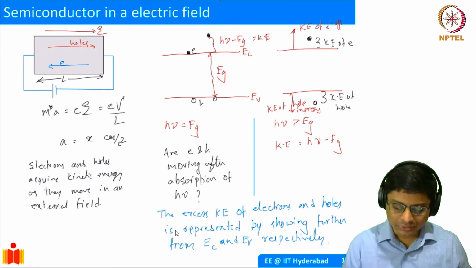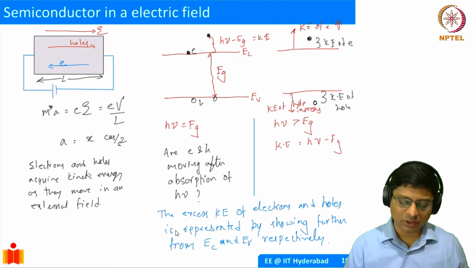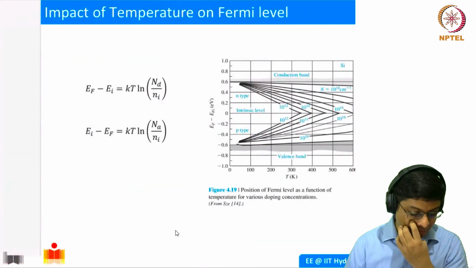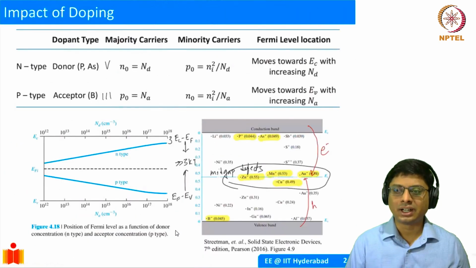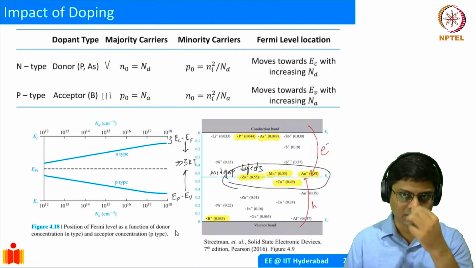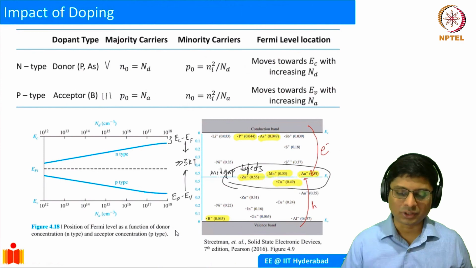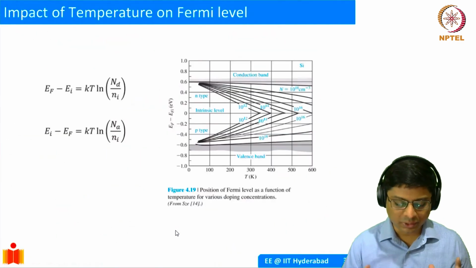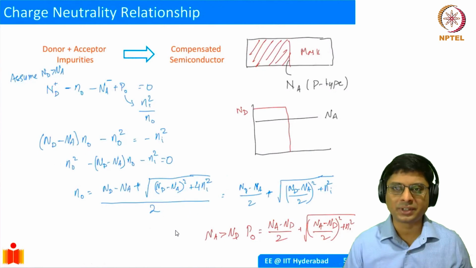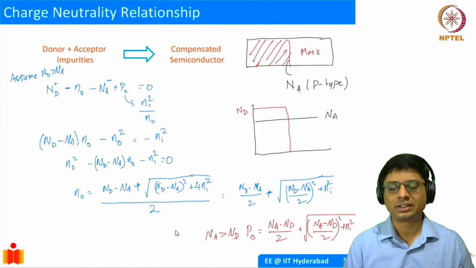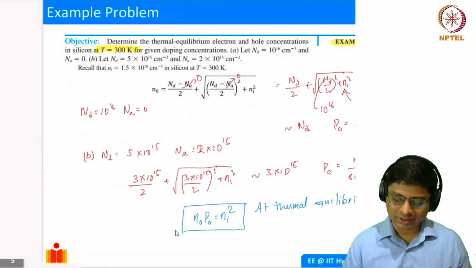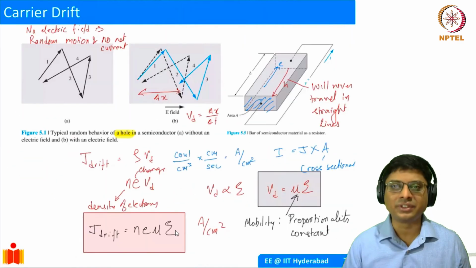So what we did today was we started out with a brief review of what happened previously, and then we talked about the impact of temperature, and also mentioned different impurities and how they impact it. After that, we introduced the concept of a compensated semiconductor, and how to calculate the carrier densities in it. And then we talked about carrier drift, which is an important process.